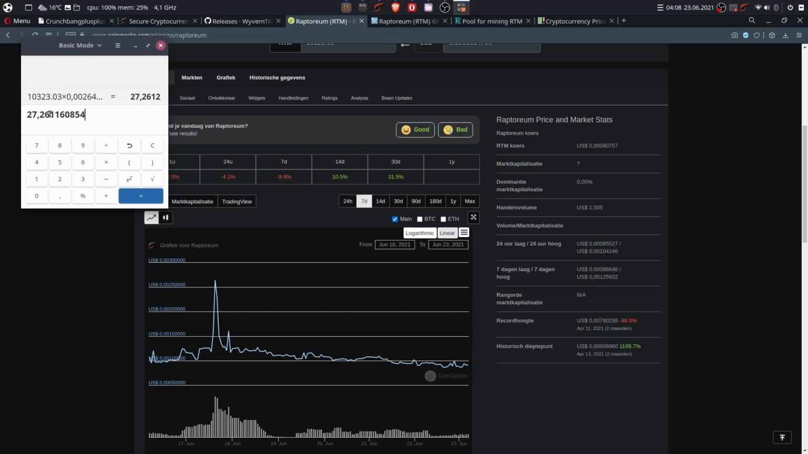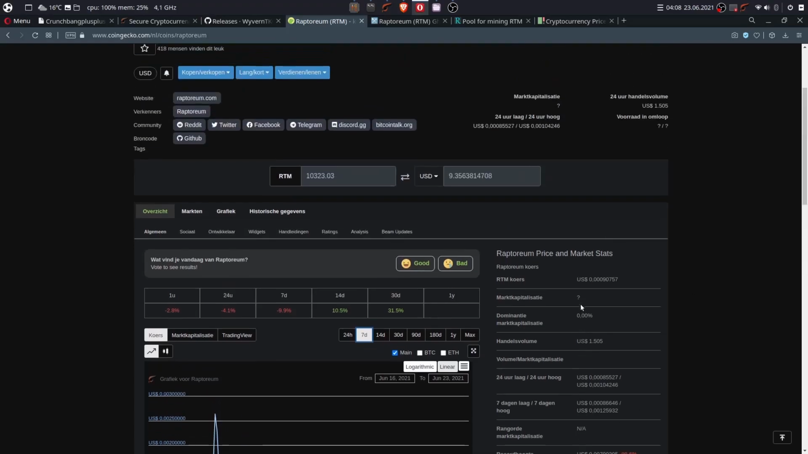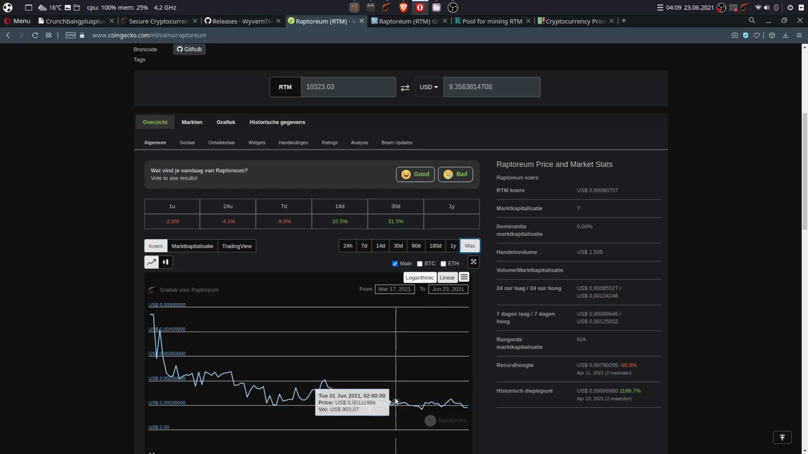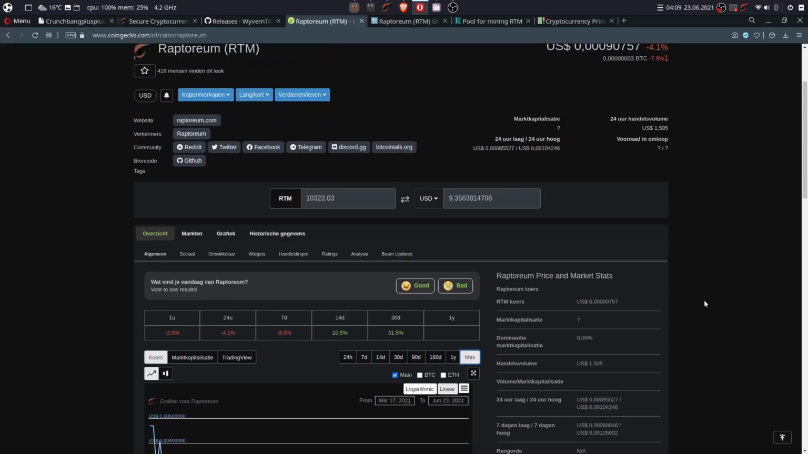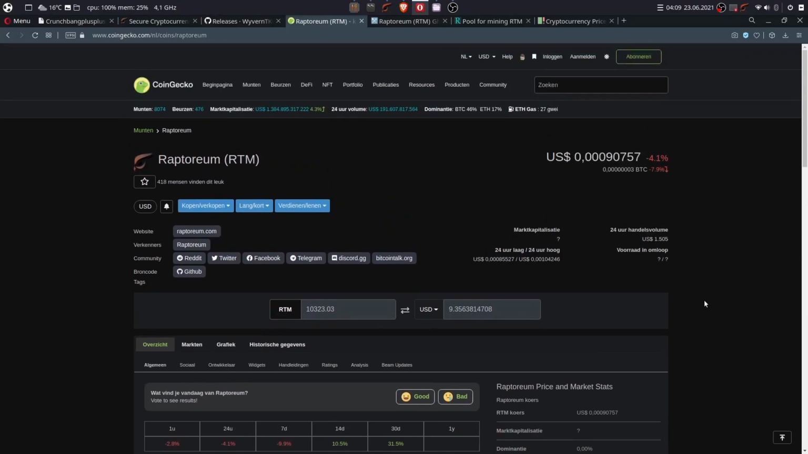We have to bear in mind Raptoreum is a very fresh project. It can go in price in all ways. It can go even lower or even higher. What is the future of Raptoreum? It is hard to say at this moment. Most likely there will be spikes in price of Raptoreum once it is being launched at new exchanges.